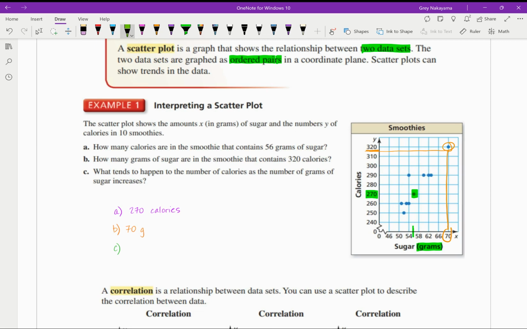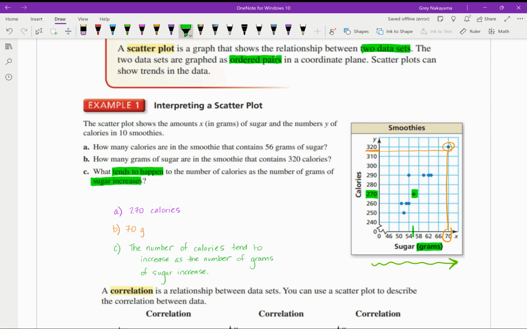One of the things to know there, when they're looking for trends, they're always looking as the x-axis increases. So when you look at this diagram, what's happening to these points as x increases, or as the grams increase? You can see also that the number of calories are going to increase. But really what I want you to remember is when they're asking about what tends to happen, it's always going to be whatever is on the x-axis increasing.